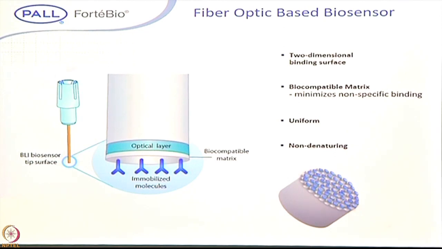The biosensor, if you look at it, this is the sensor, typically it looks like a needle. This is made up of plastic, and this is your glass capillary, which is nothing but the fiber optic. At the tip of this fiber optic, we are coating a biocompatible layer, an optical layer. To that optical layer, you are attaching one of the proteins of your interest. Suppose you have two binding partners, one of the proteins you have to attach on this. It is nothing but a solution-solid interface.